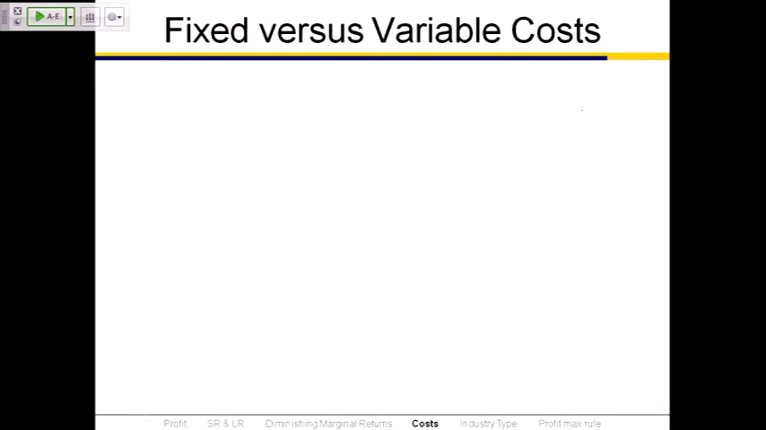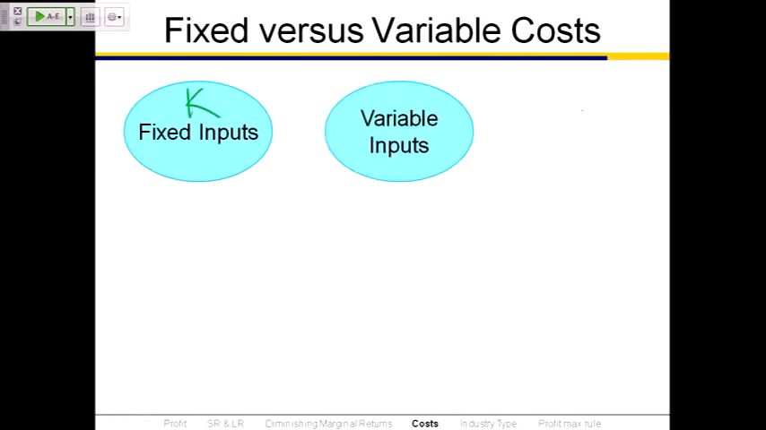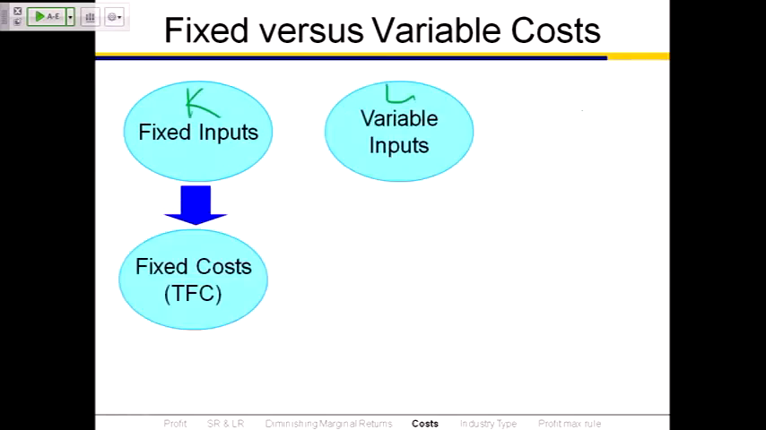Okay. Fixed versus variable cost. So we talk about the fixed inputs. Oh my goodness, so many fixed inputs at that Honda factory. And we talk about the variable inputs. We use K to stand for the fixed and L to stand for the variable inputs. The costs of using the fixed inputs we call the fixed costs.